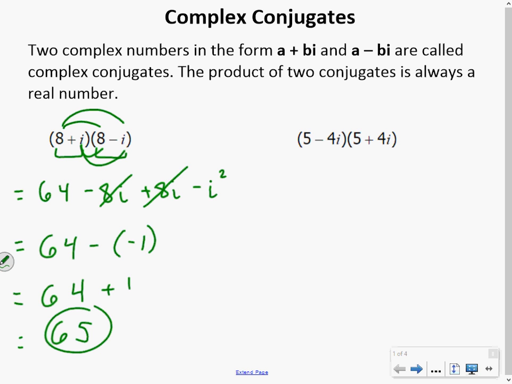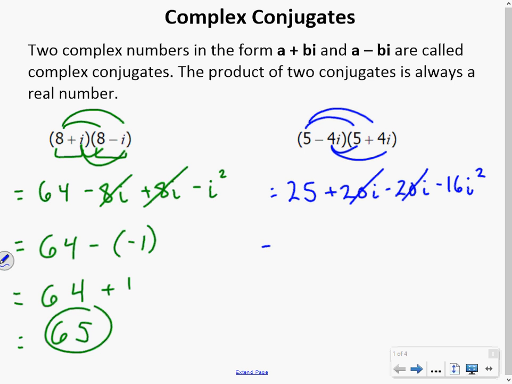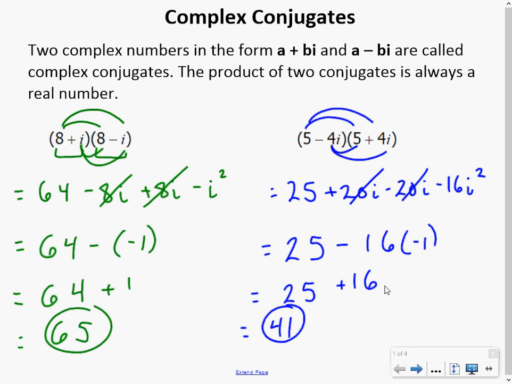Okay, let's look at one more example. Okay, so you can see here that those middle terms are going to cancel out. Let's replace our i squared with a -1. So it's really 25 plus 16, which gives us 41. So this idea of a complex conjugate is going to come in handy when we go to divide some complex numbers here in just a moment.